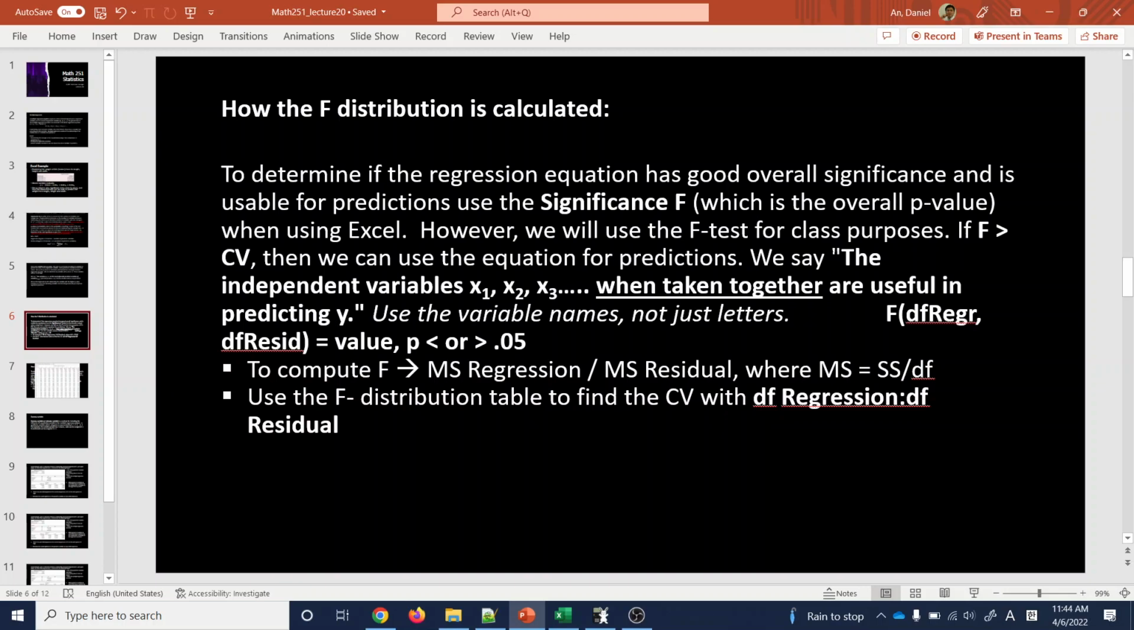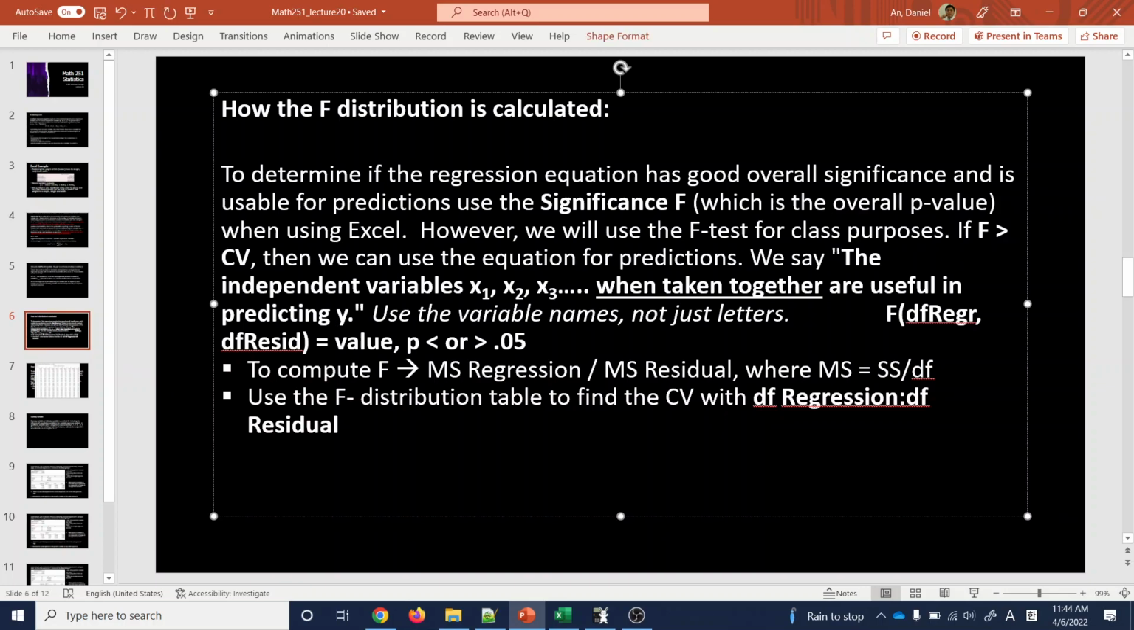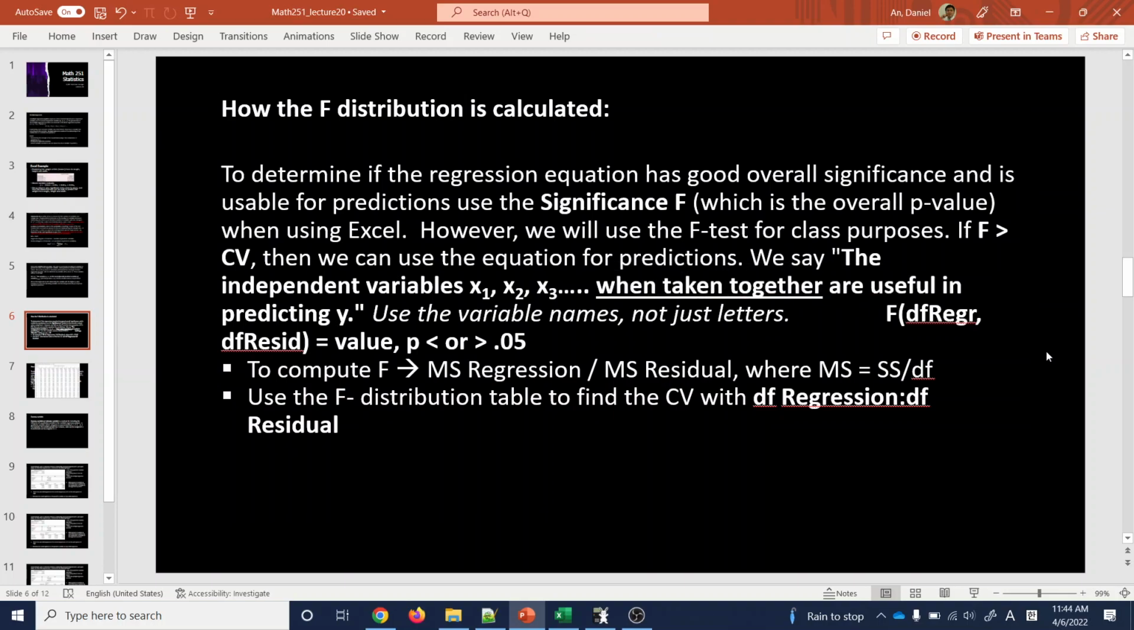So if the p-value is less than the significance level, we say that the independent variables that we used in the Excel spreadsheet, those are the length, width, and height, when taken together, are useful in predicting y. That's the alternative hypothesis. The null hypothesis would be that those three variables, when taken together, are not good for predicting y.